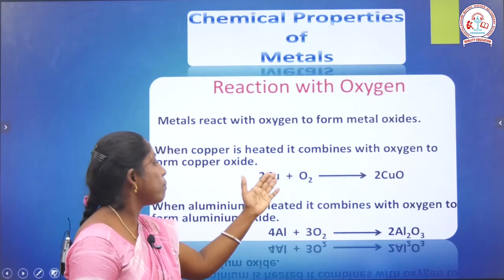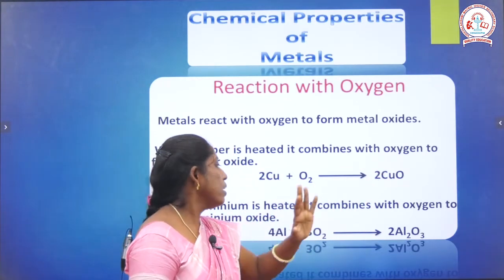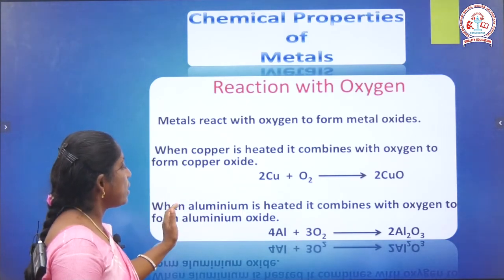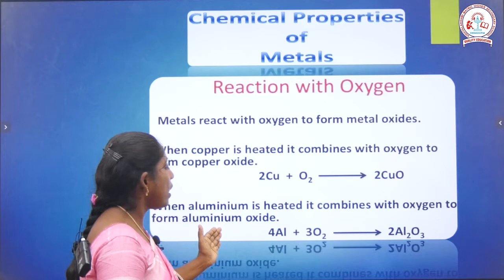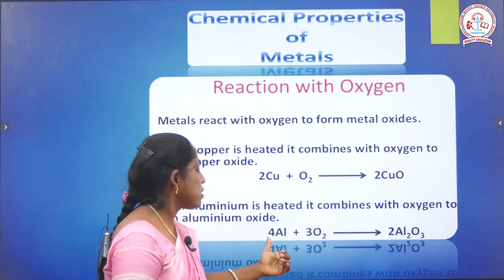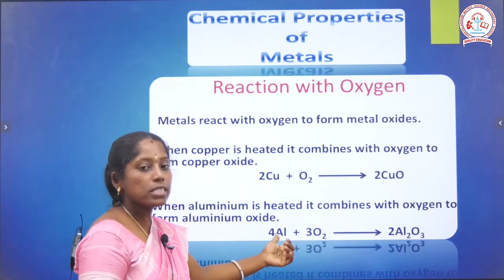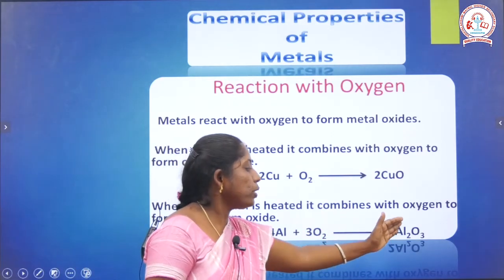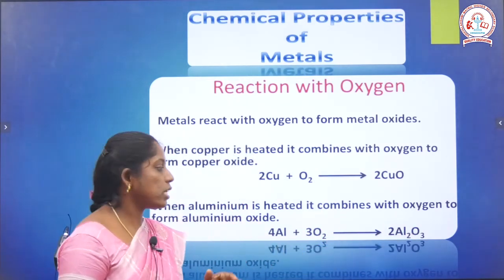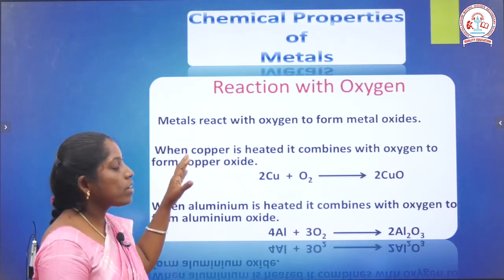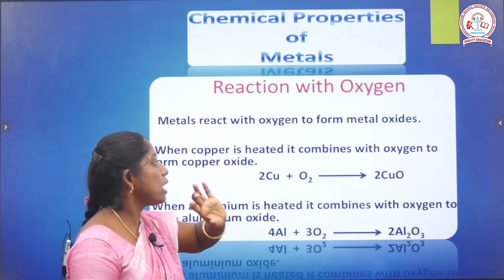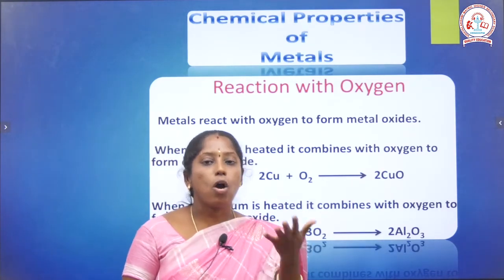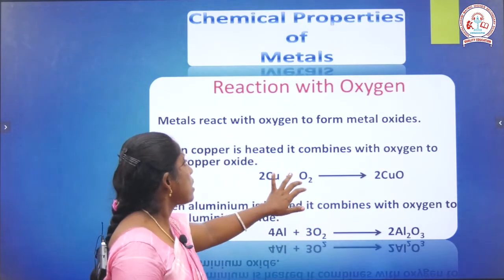So that is called: metal reacts with oxygen to give metal oxide. The next one is aluminium. Similarly, when aluminium is heated with oxygen, it changes into aluminium oxide. The equation is 4Al plus 3O2 gives 2Al2O3. Al means aluminium. So it changes into aluminium oxide. From this equation we can observe that metals react with oxygen to give metal oxides.